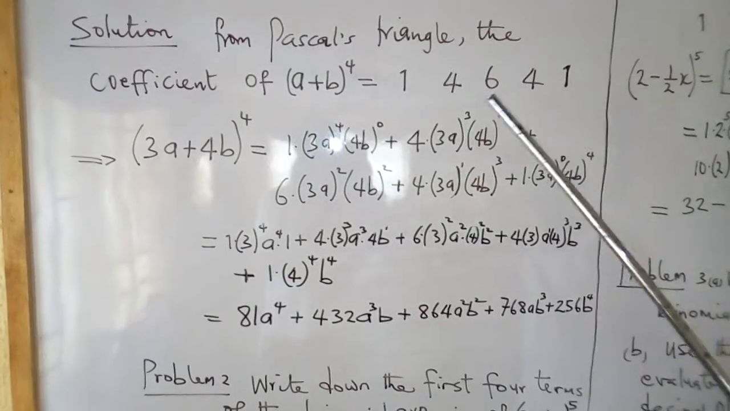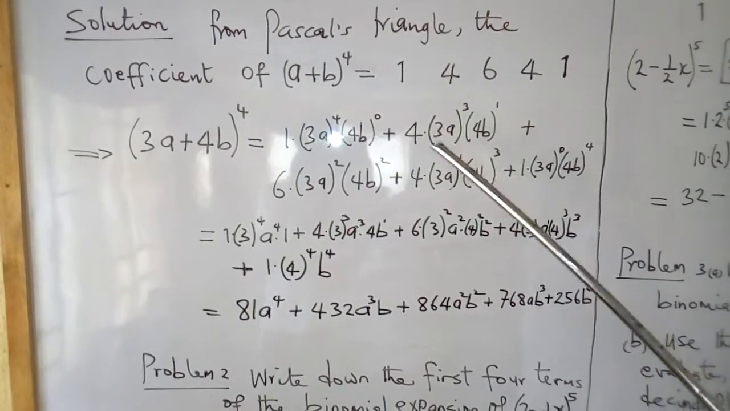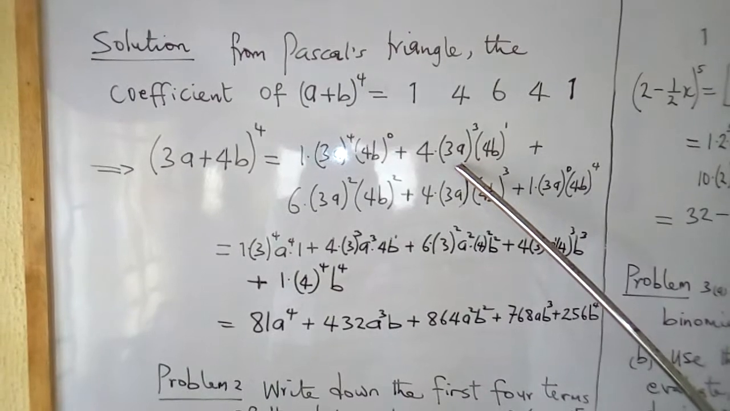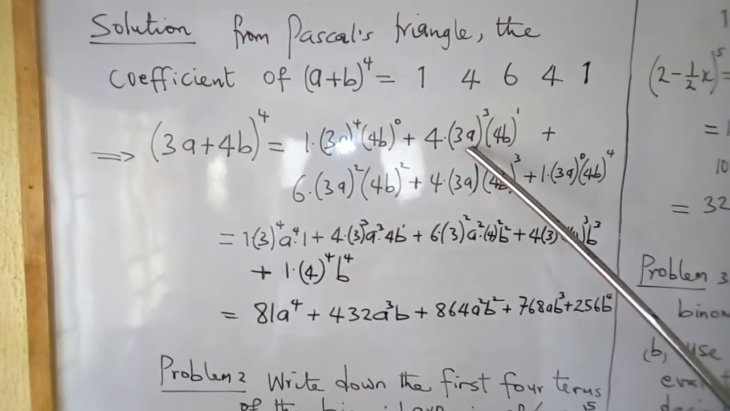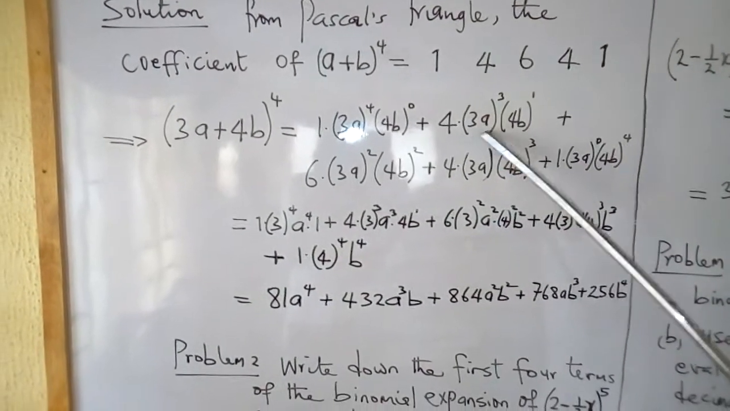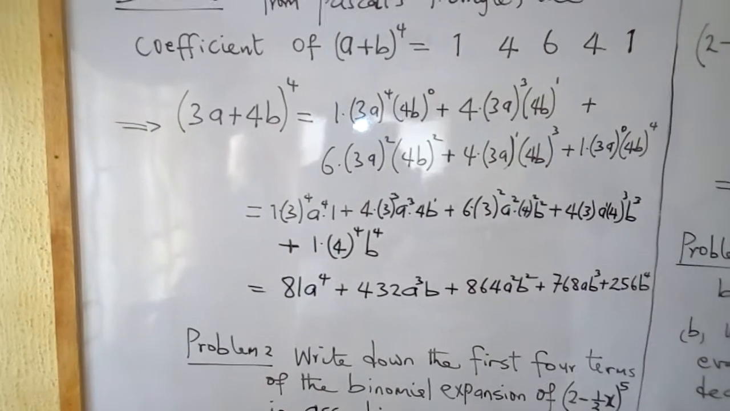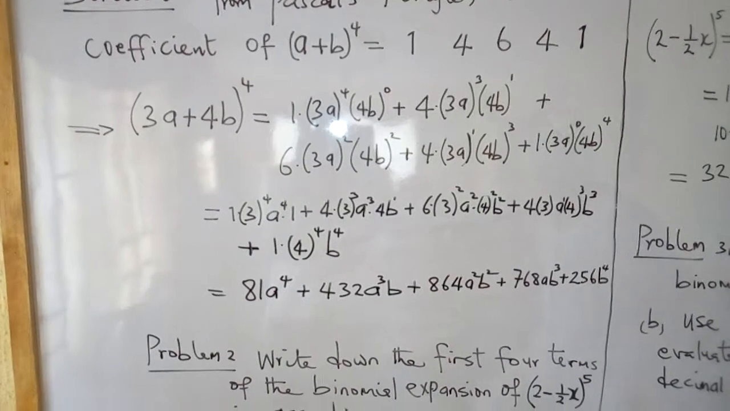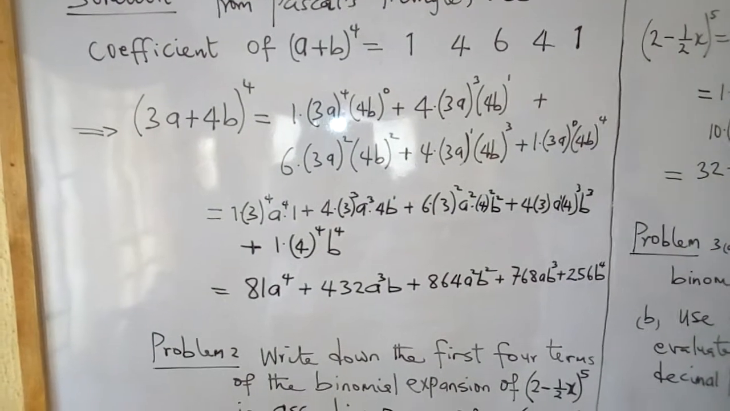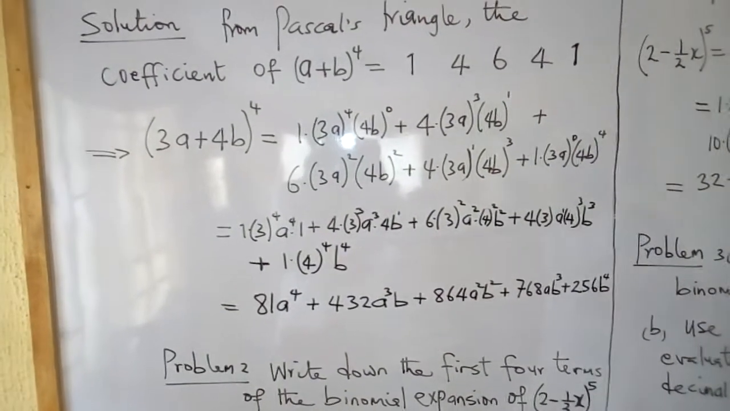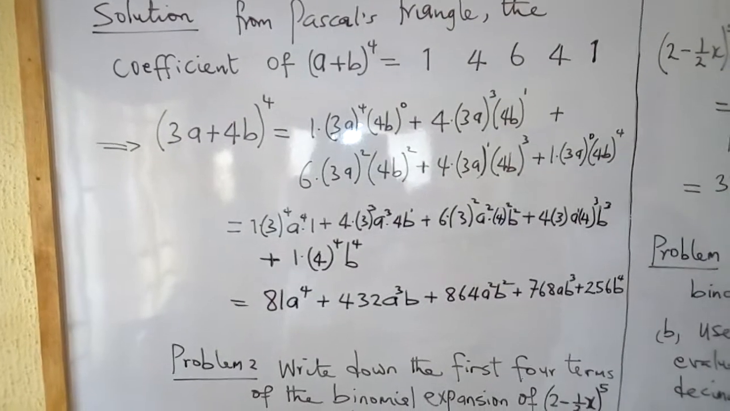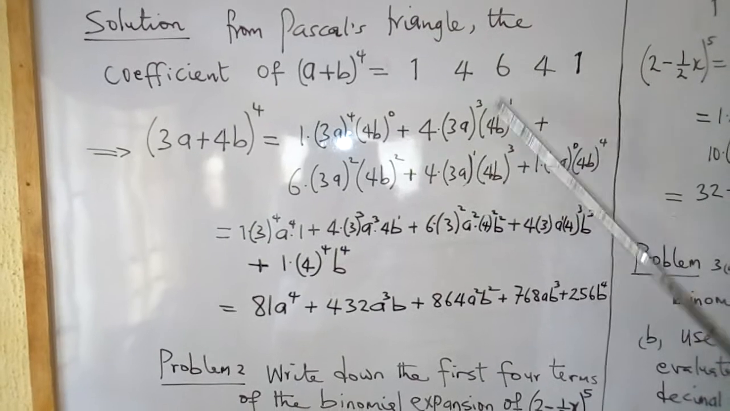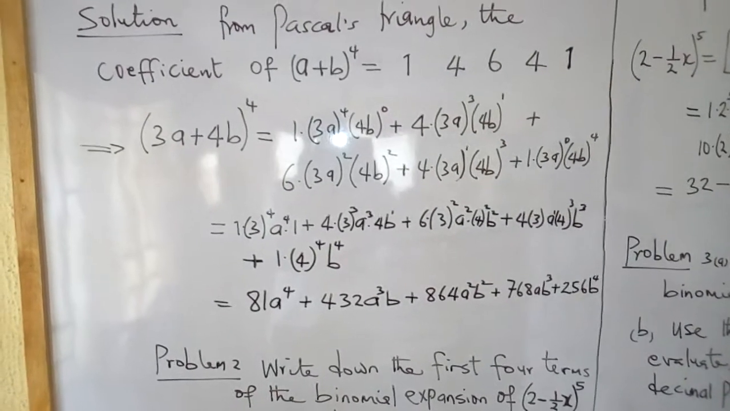Then the next one, the coefficient is 4. 4 times, now the first term 3a is decreasing by 1, so it's now 4 times (3a) raised to power 3. The second term 4b is increasing from 0 to 1. So the decrease is by 1 and the increase is by 1. So this is now (3a) raised to power 3, (4b) raised to power 1.